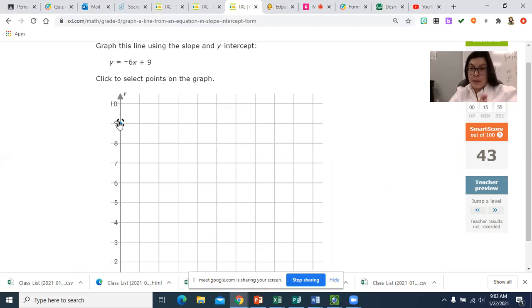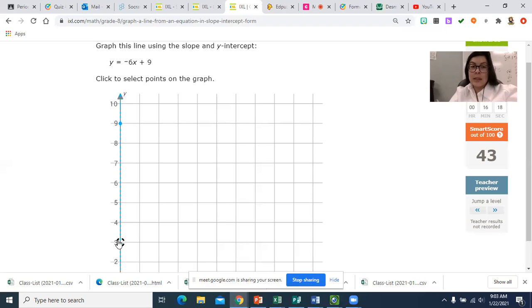It's a negative 6. So because it's negative, do you go up or do you go down? You go down because it's negative. So you go down 6. Now, do I put the point there? No, you have to move over to the right.